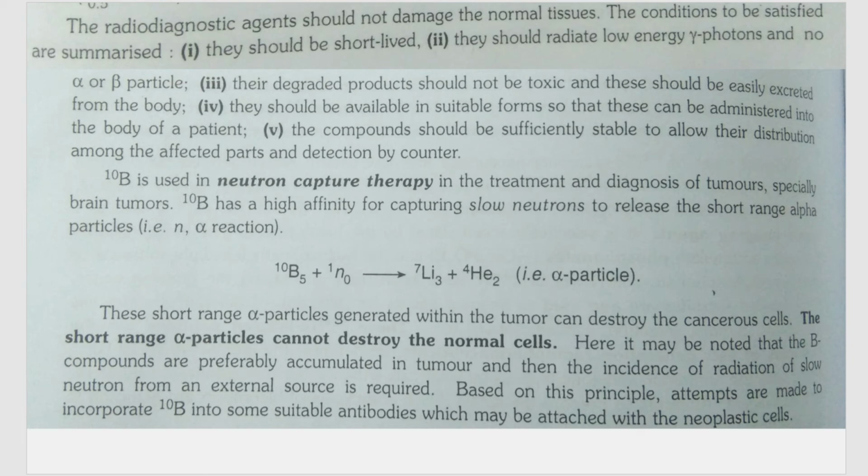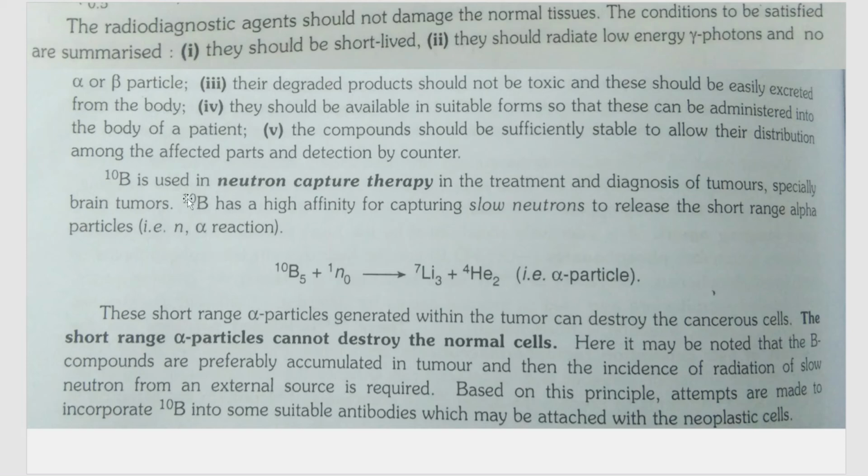Next, one more important example is boron-10, which is used in neutron capture therapy. It is used in the diagnosis and treatment of tumors, especially brain tumors. Okay, so what is neutron capture therapy, students? Here, boron-10 can capture slow neutrons.